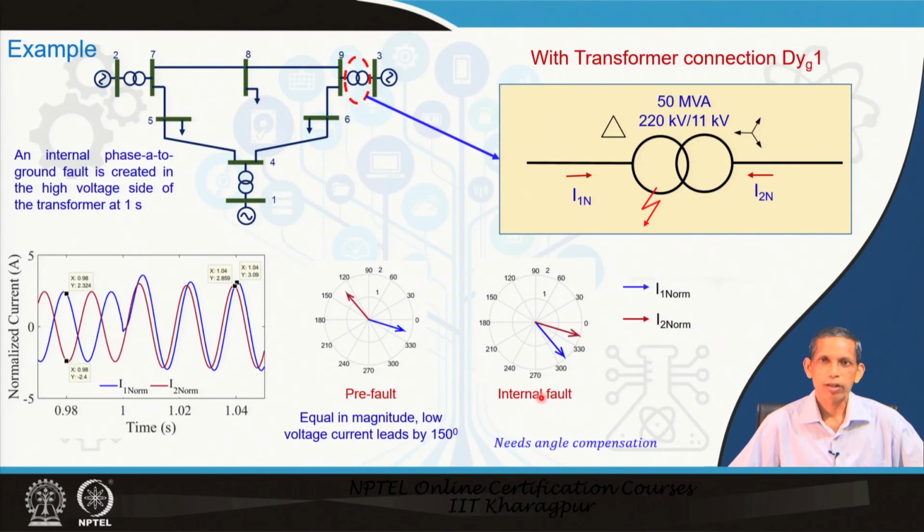Typically, this kind of angle compensation was done in earlier versions of analog relays by connecting the CTs in star and delta for a delta star transformer, but now that is not done. Now, all the phase compensation is done numerically. How that is done for the different vector group transformers, we will clarify in the next lecture.